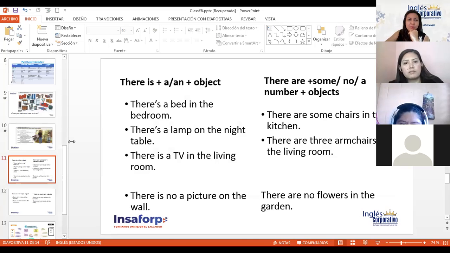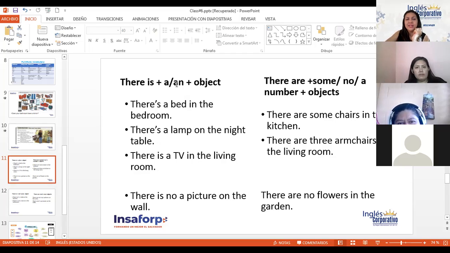There are some formulas here. For example, in singular, we use there is. And because it's singular, it refers to only one thing. We use a or an plus the object. There's is the contraction of there is. ¿Verdad? There is también se puede decir there's, contractado. There's a bed in the bedroom. Hay una cama en la habitación. There's a lamp on the night table. There is a TV in the living room. ¿Verdad? It's easy. There is plus a or an.